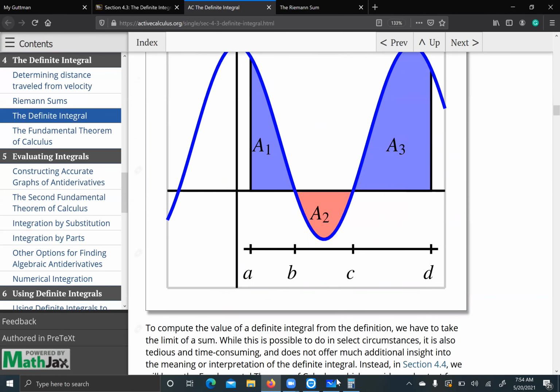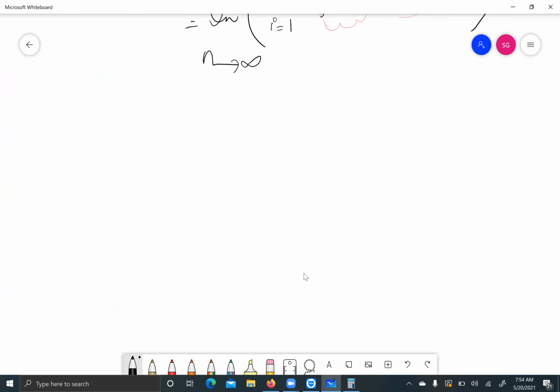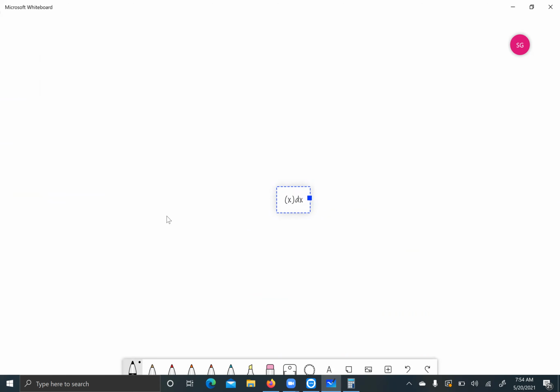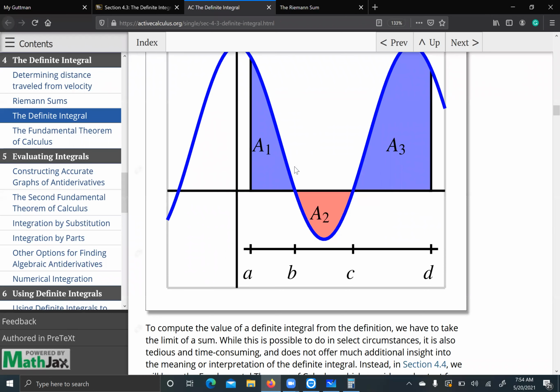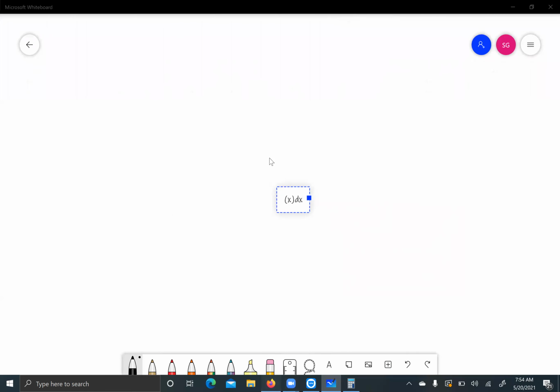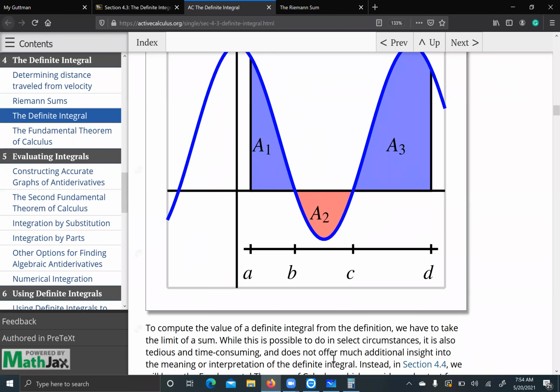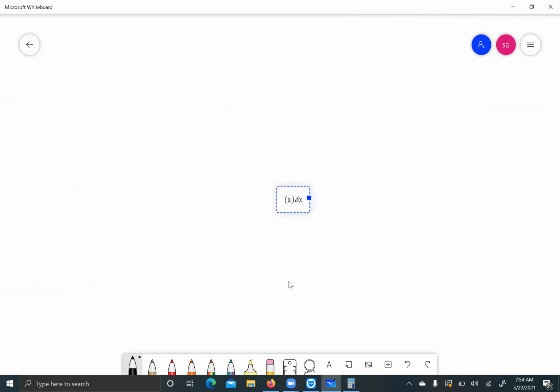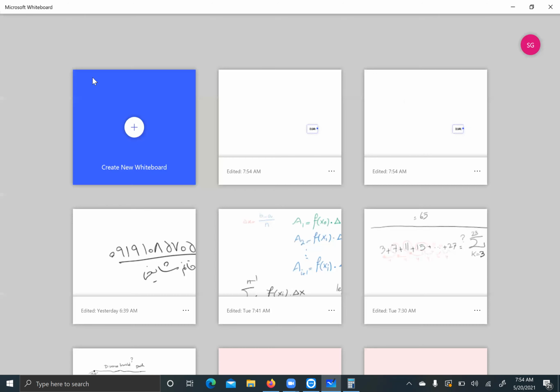Let me see if I can paste it here. No, wait. Let me see. Okay, I think I have to take a screenshot.